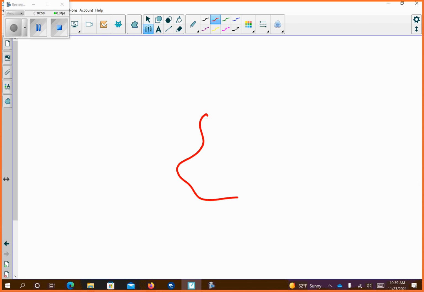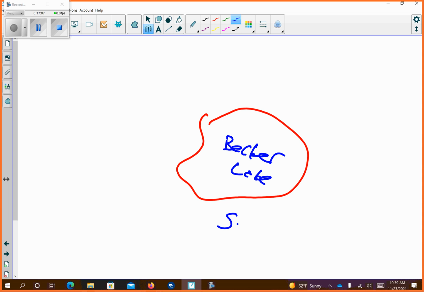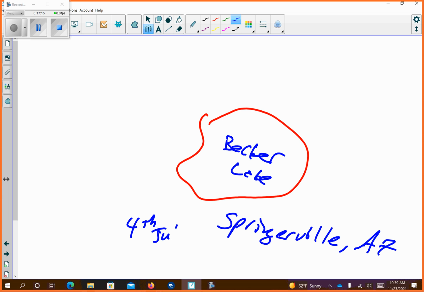We had a competition. This is called Becker Lake. It's down south of here in Springerville, Arizona. It's 4th of July. Springerville's got nice elevation, nice and cool weather. We're able to fly a hot air balloon.